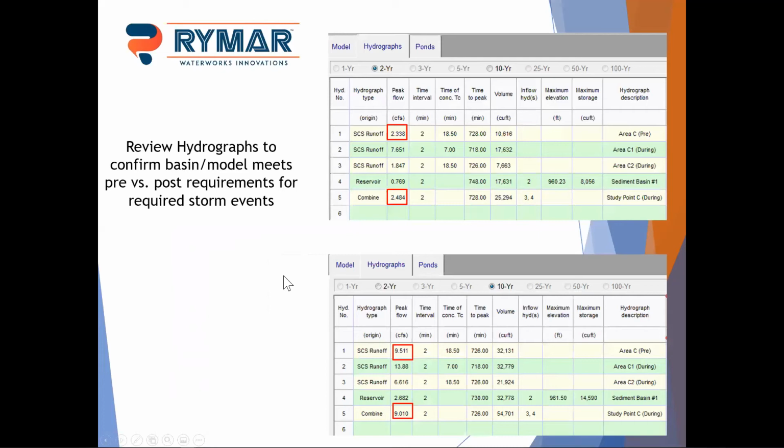And so if we looked at our 2-year flow, our pre versus our post, for our pre, we had 2.4, 2.33, 2.34 CFS, and post, they actually let us have just about a 0.15 CFS increase in our 2-year flow. Our 10-year flow rate went from 9.5 CFS down to 9 CFS, so we're reducing it by half a CFS. And so the reviewer in this case was willing to allow us a very slight increase on the 2-year and show a reduction in the 10-year.